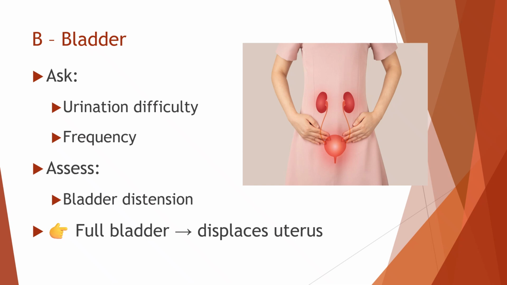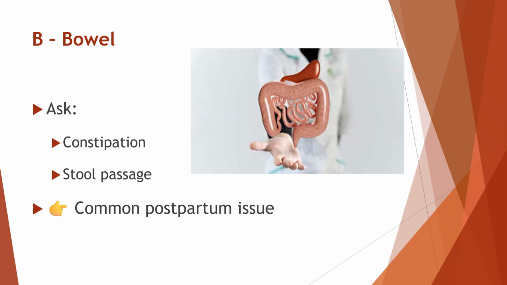A full bladder can cause problems, so we gently check if the bladder is distended. Now remember this important point. If the bladder is full, it can push or displace the uterus from the midline, which can interfere with proper uterine contraction and even increase the risk of complications like hemorrhage. So students, always make sure the bladder is empty because it plays a key role in proper uterine involution and recovery.